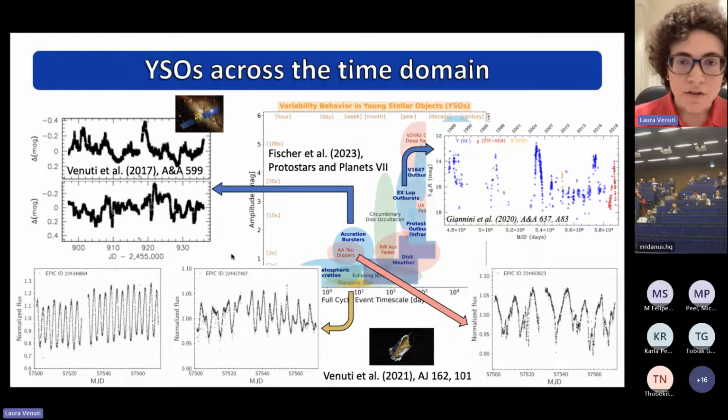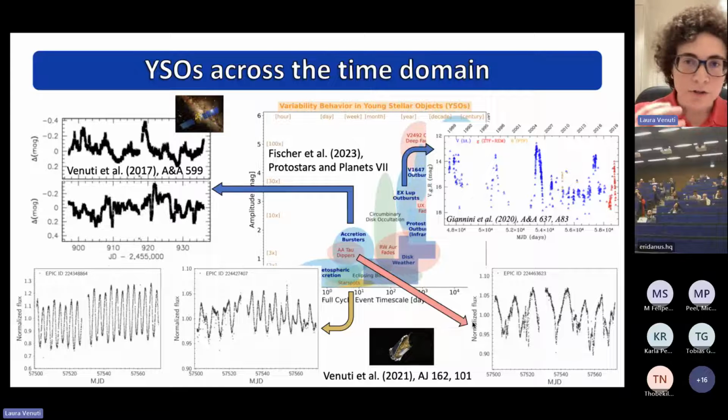And then the variability driven by accretion events, which is more irregular with luminosity bursts that trace individual accretion episodes. And then we have what we call dipper light curves, which are driven by inner disk dust structures that cross the line of sight to the star.